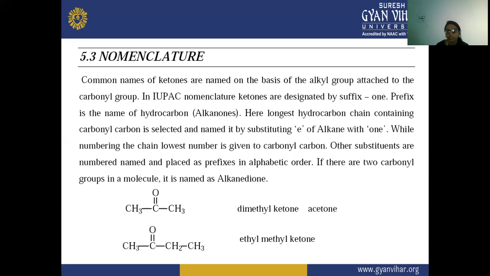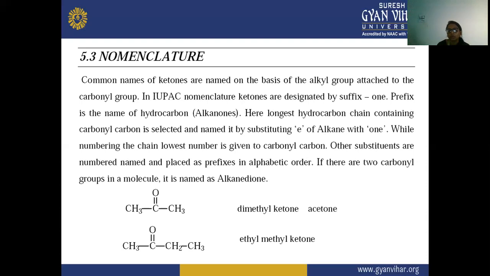Again, in the common nomenclature, the name is given according to the alkyl groups attached to the carbonyl carbon. But in the IUPAC system, ketones are designated by suffixing "one". So this is the common name that we have used. According to IUPAC nomenclature, the ketones are designated by suffixing "one", so here we have to use alkanone. The name should be alkanone.